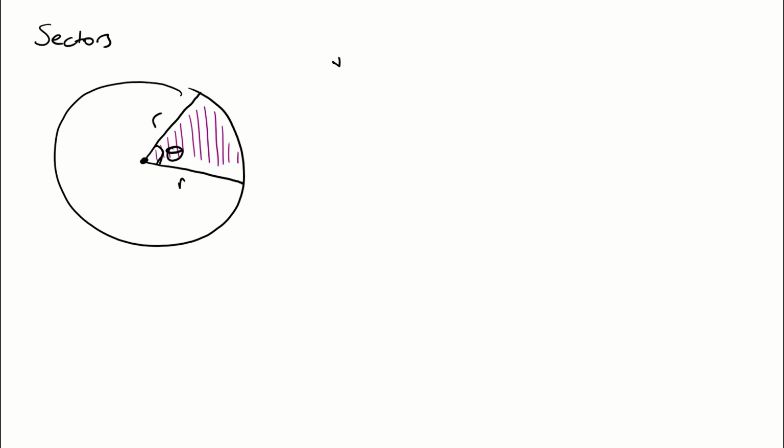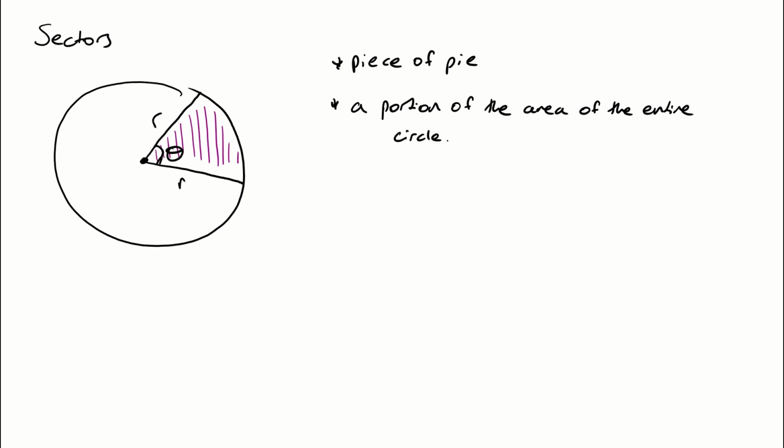So we thought about this as a piece of a pie. But more mathematically correct, we can think of this as a piece of the entire circular area. So this is a portion of the area of the entire circle. Before, when we were looking at arc lengths, we were looking at them as a portion of the circumference. However, sectors, we can think of those as a portion of the area. And we can create a formula in a very similar fashion.